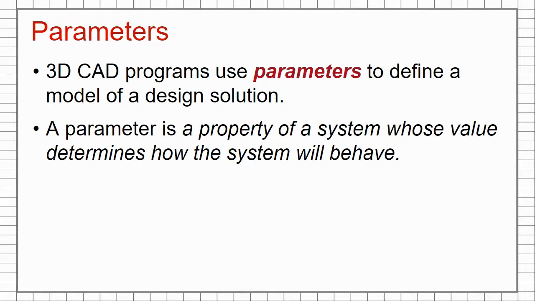The word parameter means a property of a system whose value determines how the system will behave. So when we put things like dimensions on a CAD model, those dimensions are parameters that are telling the model how to behave, what size and shape it should be. And there's all kinds of ways that we can handle those parameters in a CAD model and change them around to behave differently.